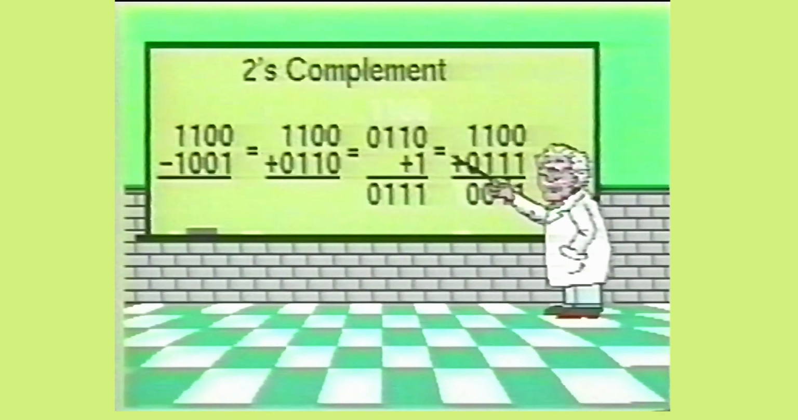2's complement is very similar to the 1's complement in that you must find the complement of the subtrahend. Then you add 1 to the complemented subtrahend before it is added to the minuend. The last carry digit is then omitted.